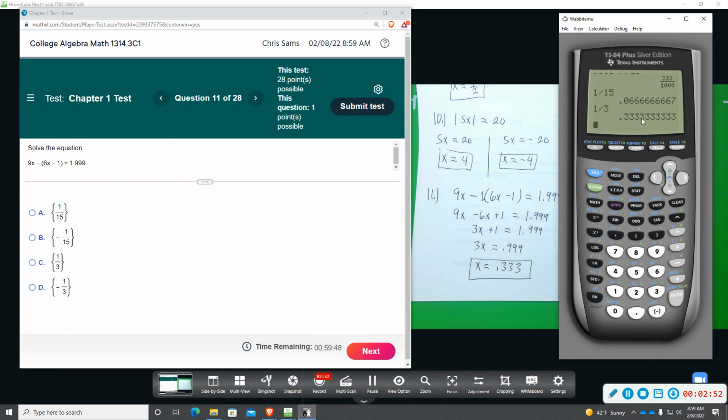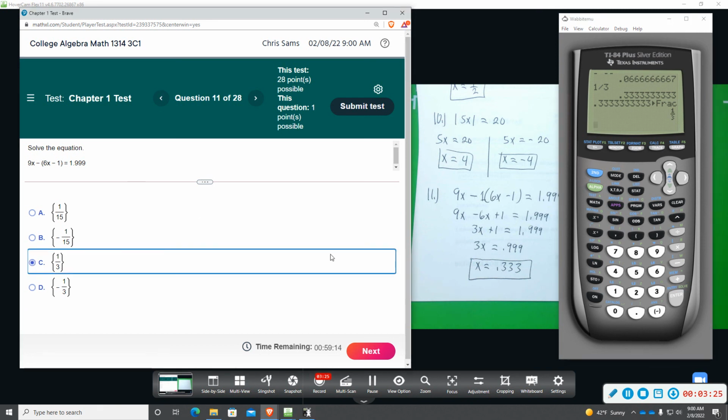But notice how many 3's you have: 1, 2, 3, 4, 5, 6, 7, 8, 9, 10. So it looks like if you do a minimum of 10 digits, it will convert to a fraction. If I do 1, 2, 3, 4, 5, 6, 7, 8, 9, 10, and then I do math and enter to convert it to a fraction, now it will show me 1/3. So if you have a repeating non-ending decimal, you need at least 10 digits for the calculator to convert to a fraction. So 1/3 is our answer choice here.